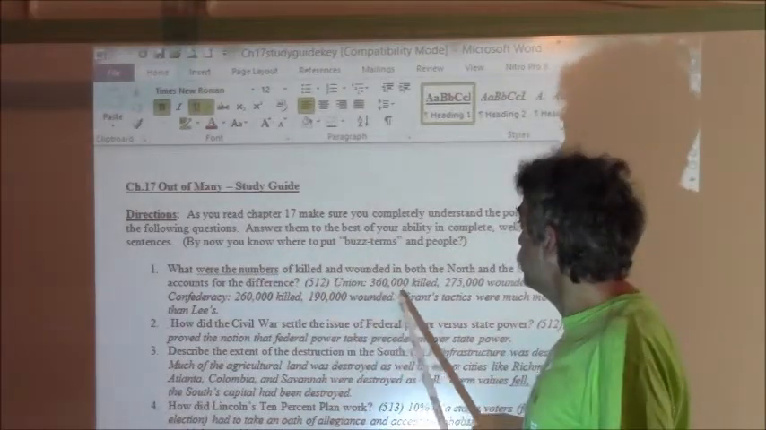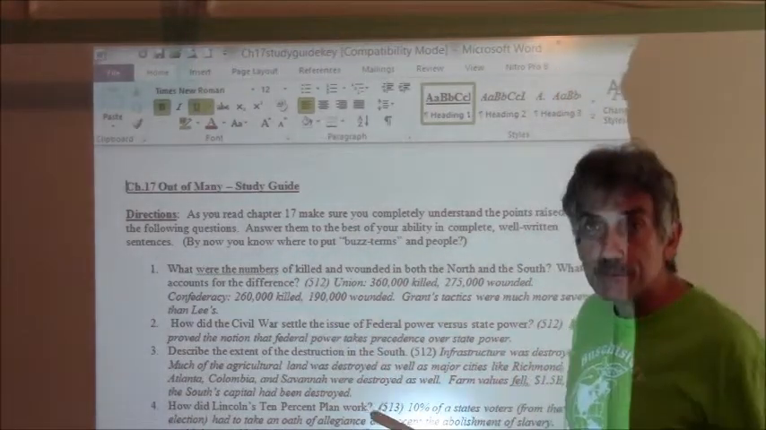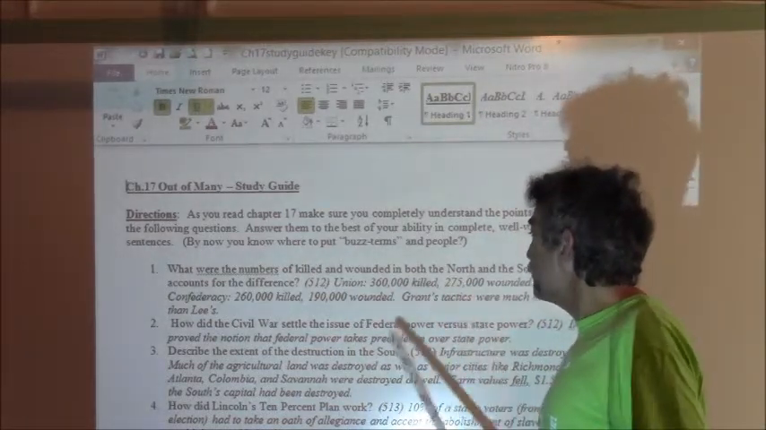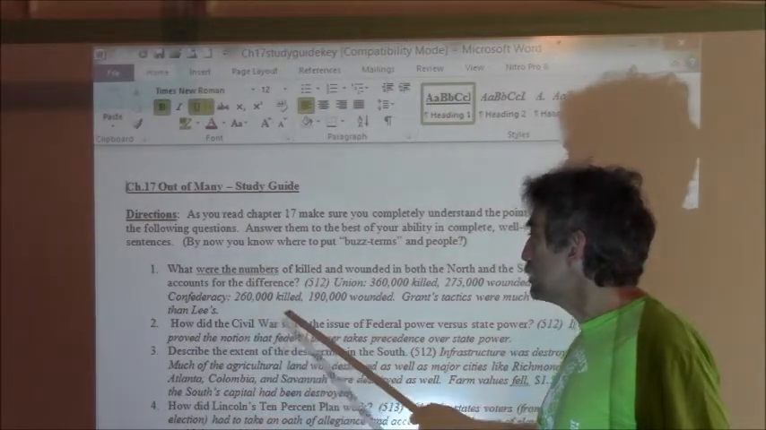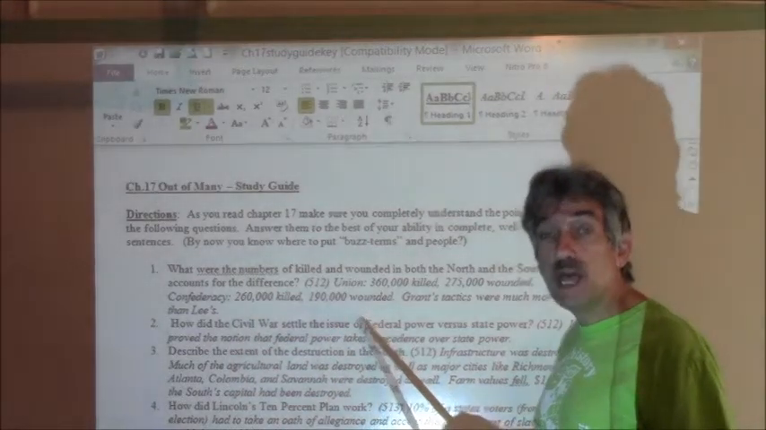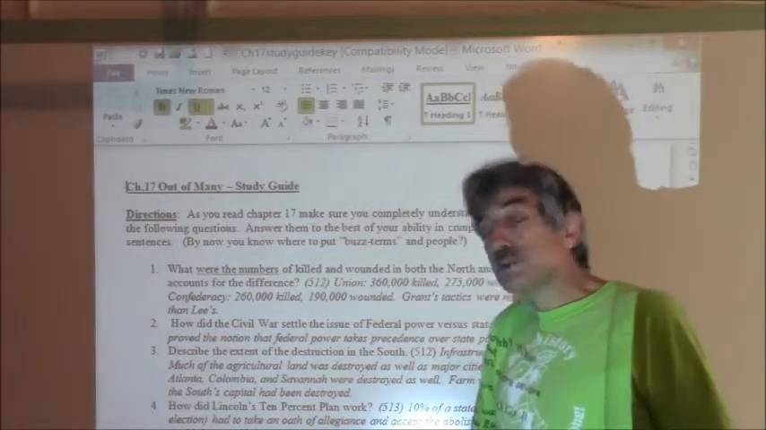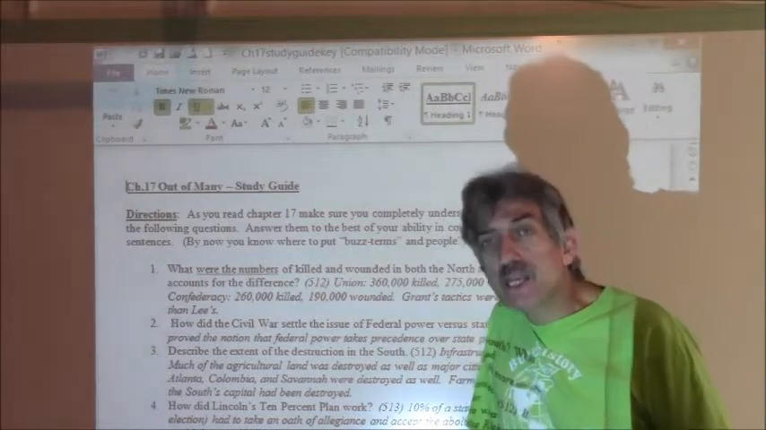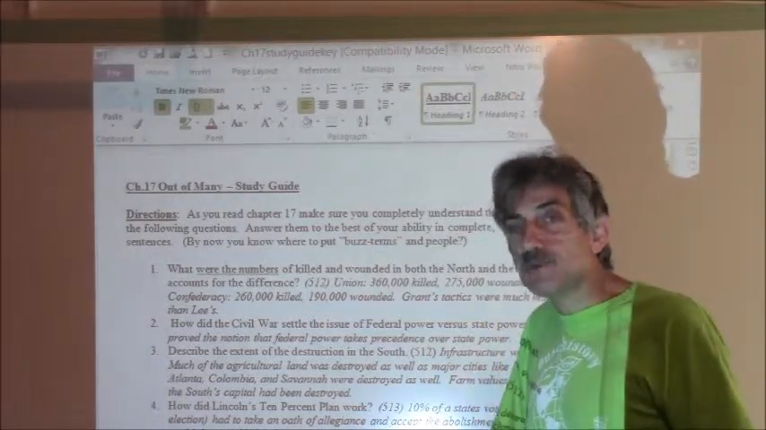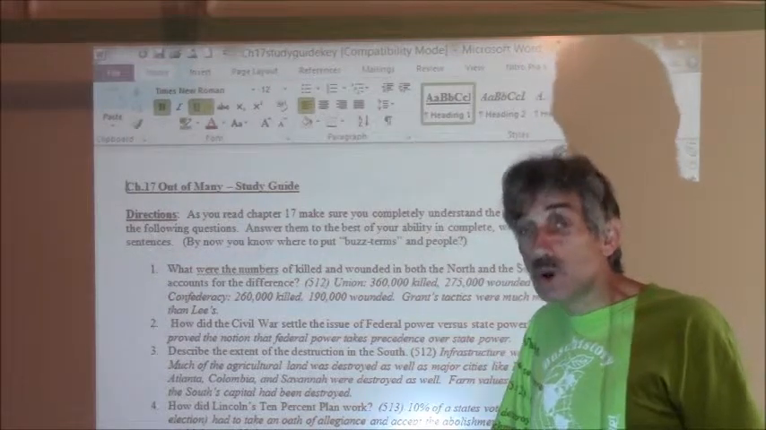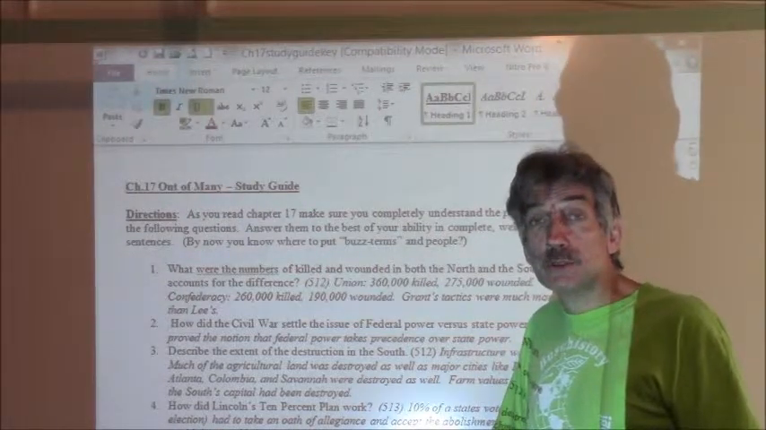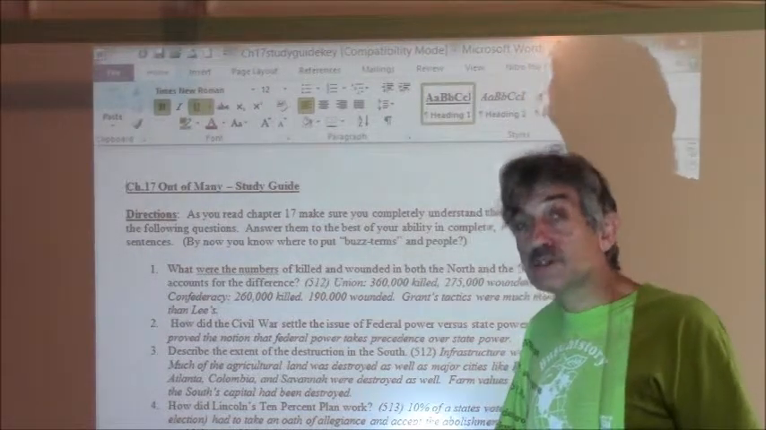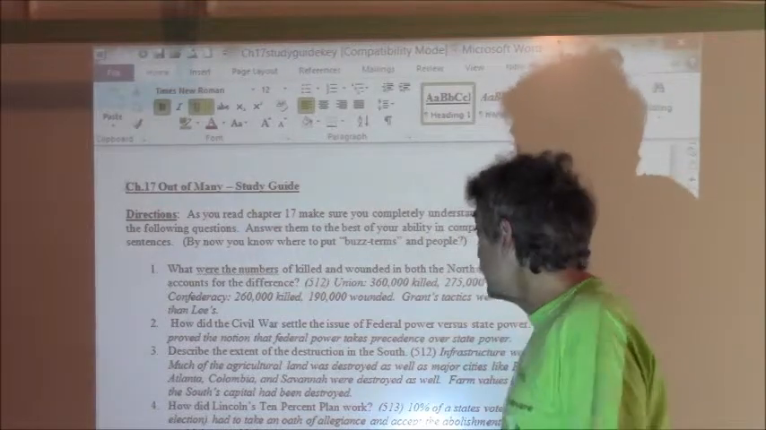What were the numbers of killed and wounded in both the North and South? What accounts for the difference? Well, the Union was about 360,000 killed, about 275,000 wounded. The Confederacy, about 260,000 killed and about 190,000 wounded. The difference is that the North had more soldiers, and Grant's tactics were to keep on charging, keep on attacking. If you're going to use that kind of tactic, you're going to use more soldiers. It's brutal and bloody. It's a war of attrition. The North could lose more because it had more, so it used more and more died.